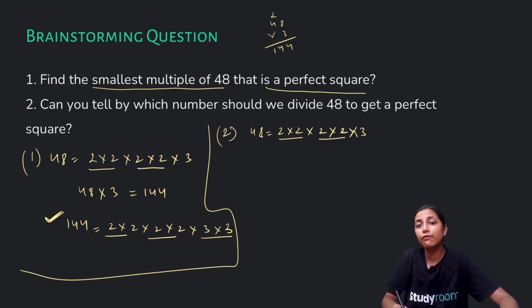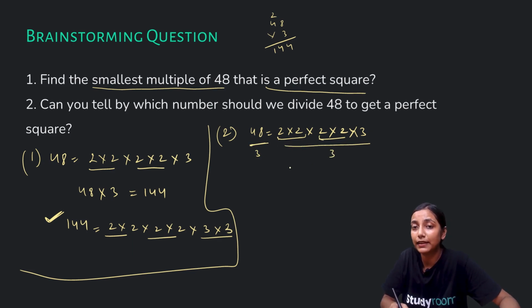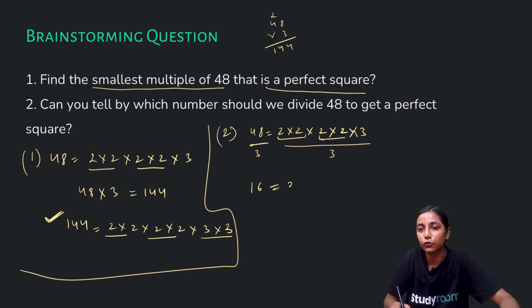So, what if we divide 48 by 3? Then 3 will get cancelled. When we divide 48 by 3, this whole also gets divided by 3. So this will get cancelled, and the answer we get is 16. That will be equal to 2 into 2 into 2 into 2.